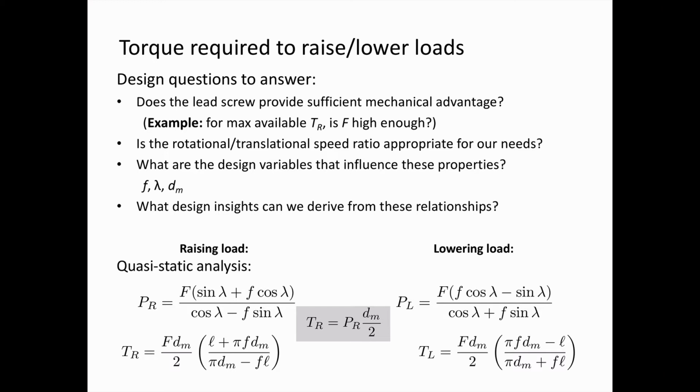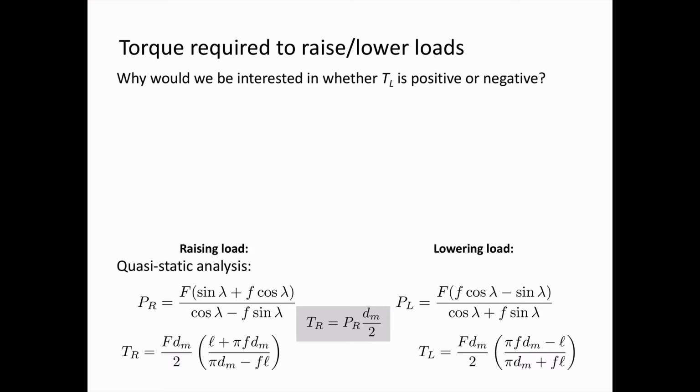Something that's important for you to address yourself is to think through what kind of design insights we can derive from the relationships. For example, the equation shown below shows the relationship between the torque required to raise a particular load and these design variables. These are fairly nonlinear relationships, so some of it may not come from quick inspection. Another important question is whether the torque required to lower a load is positive or negative. So why would we be interested in whether the torque required to lower a load is positive or negative?